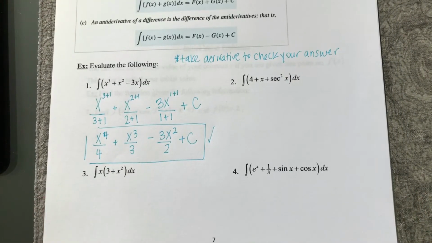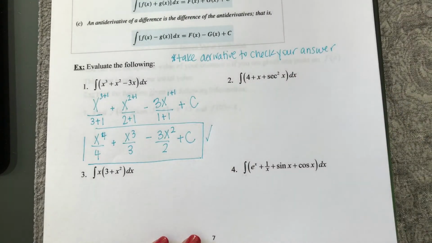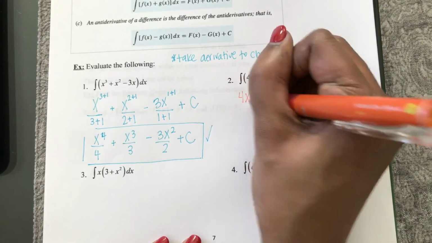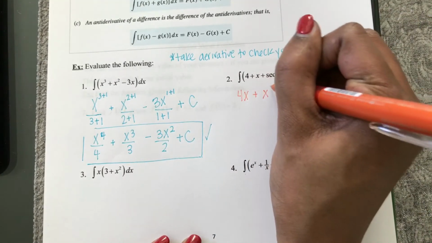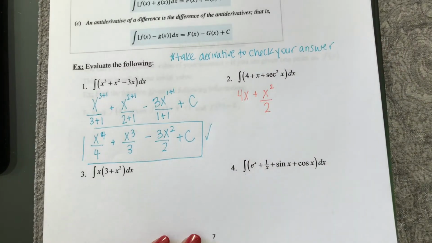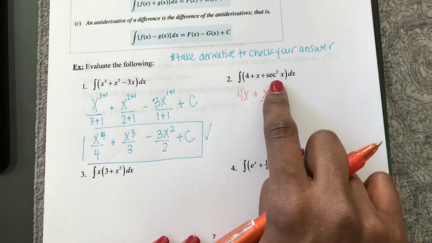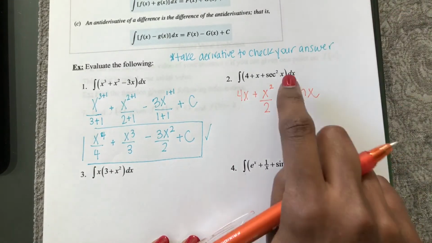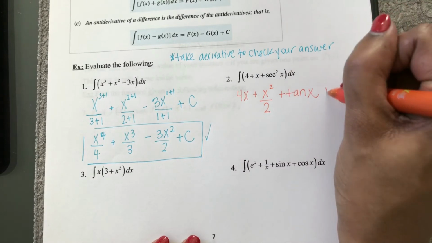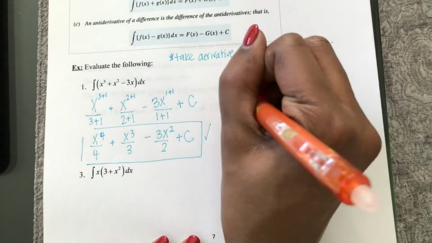Let's try another example here. So now we have the sum of 3 different terms. If 4 is a constant, that means its antiderivative must have been 4x. x to the first power becomes x to the 2 over 2. So I was doing this type of work in my head now. And then what's the antiderivative of secant squared? Secant squared is the derivative of tangent, so this must be tangent x. And then don't forget there's a constant of 0 here, plus c.